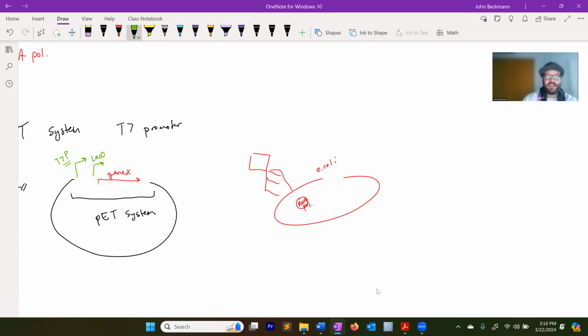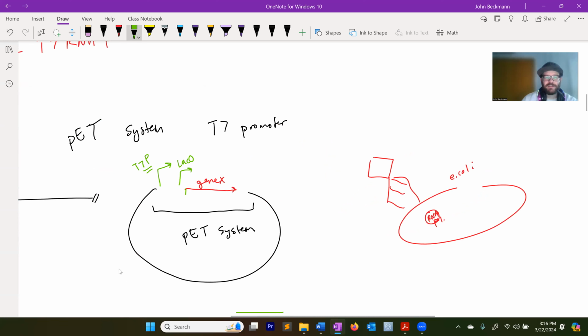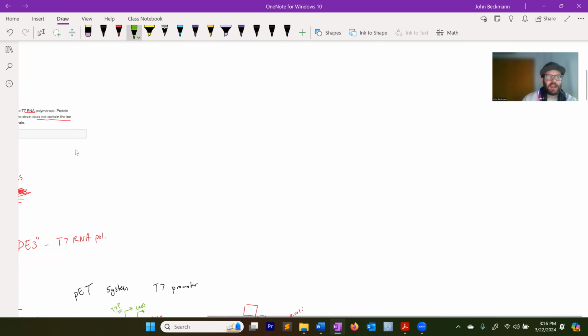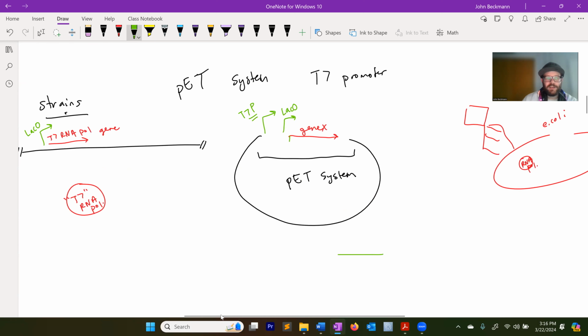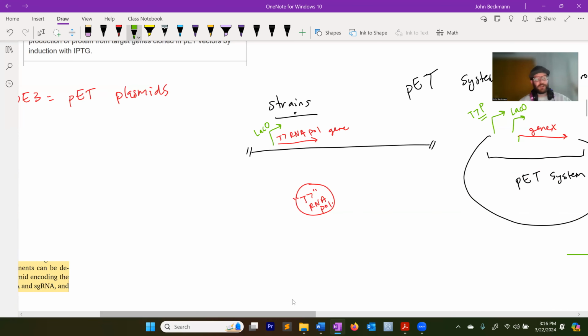So instead of transcribing genes from the host, the T7 RNA polymerase has evolved to specifically transcribe its own genes, the T7 genes, so viral genes. So just get the gist that viral RNA polymerases are really good at transcribing viral genes. How does the T7 RNA polymerase preferentially transcribe viral genes? What do you think it recognizes?